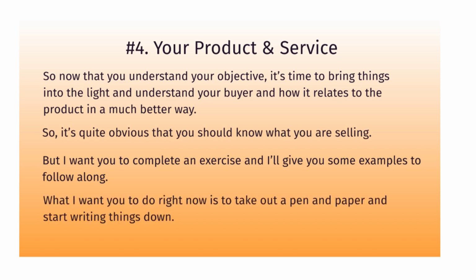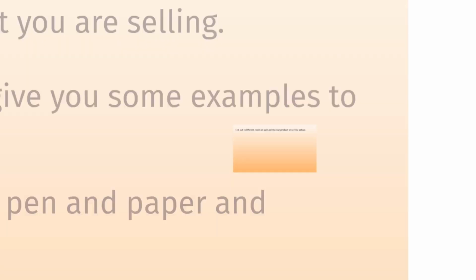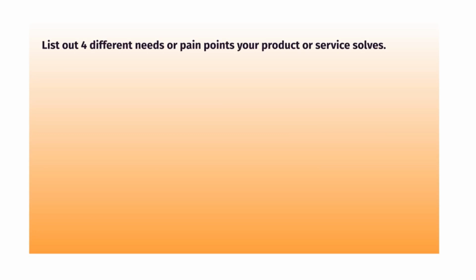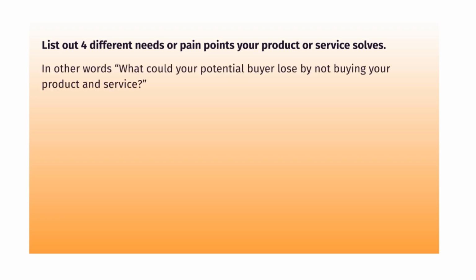What I want you to do right now is take out a pen and paper and start writing things down. If you don't like pen and paper, you can also pull out your iPhone or your smartphone. Ideally, it'd be better if you sit down with a prospect and do this. And if you can't, try to get them on the phone and even pay them money. Say, hey, I'll pay you X amount of money just to sit down and talk with you. And list out 4 different needs or pain points that your product and service solves. In other words, what could your potential buyer lose by not buying your product and service?